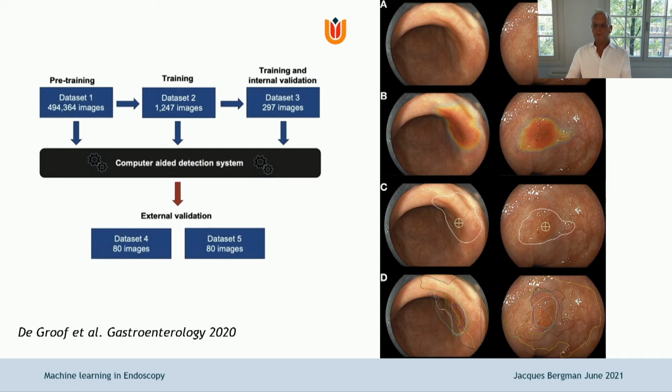Here is then what the algorithm did to predict its performance. This is how a delineation and a biopsy spot would look like. And this is what the experts made of these images.